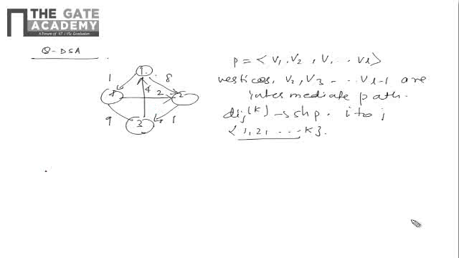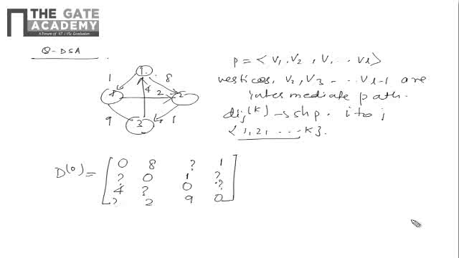So this d0 will be what? See, from 1 to 1 it is 0, right? Then from 1 to 2 it is 8. From 1 to 3 it is infinity. From 1 to 4 it is 1. So similarly, I will write down the rest of that part. Okay, so this will be d0.